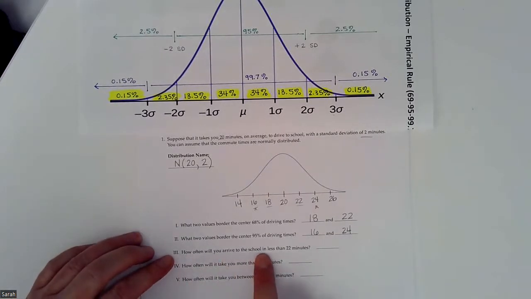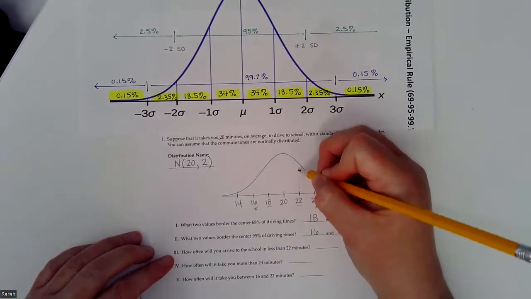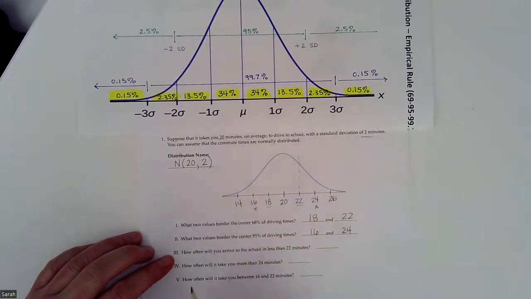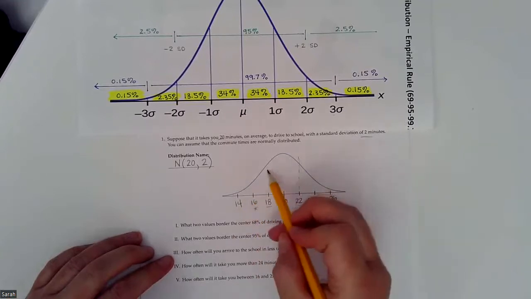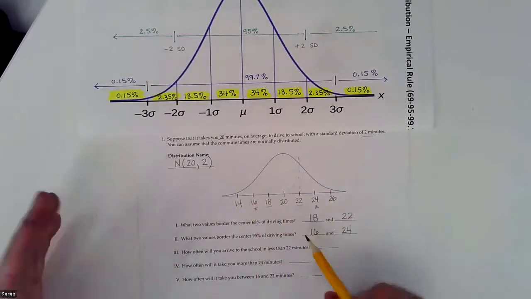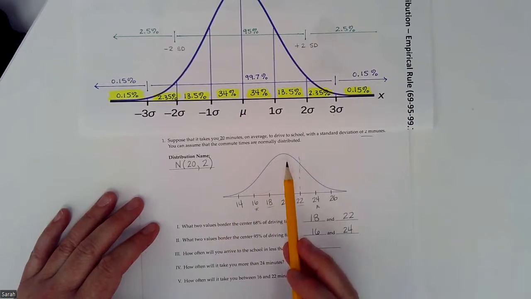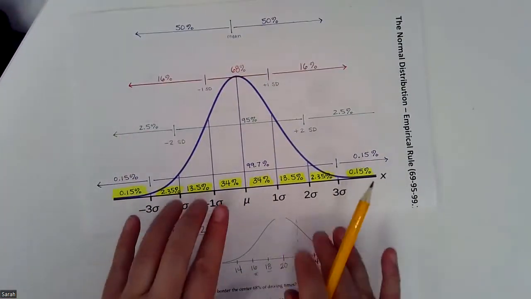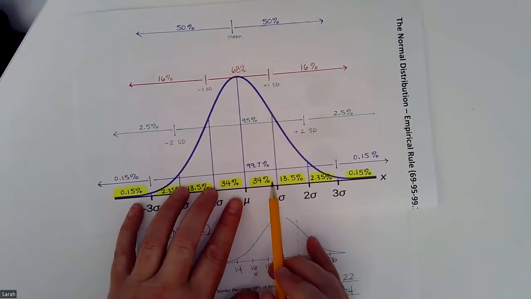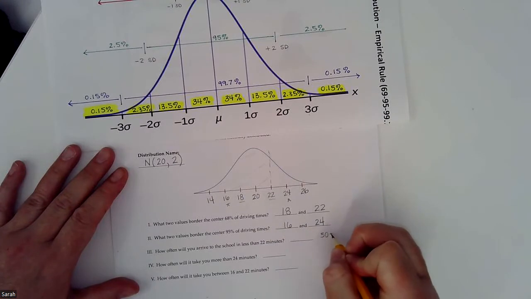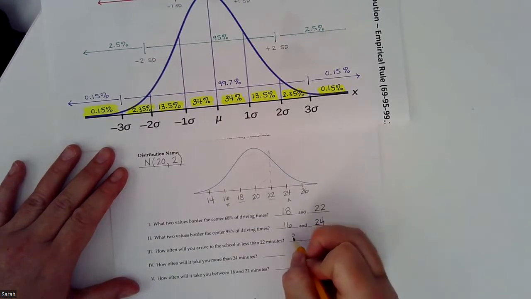Right, how often will you arrive to the school in less than 22 minutes? So picture-wise, here's where 22 is. So less than is going to be all of this area here. So there's a number of different ways we can tackle this. One thing I can tell you right off the bat from looking at this is we know it's got to be bigger than 50. Okay, so here's our center. So we know that that much there is 50. And if that's 50 and that 1 standard deviation up is 34%, we can add 50 plus 34, and that'll give us 84%.